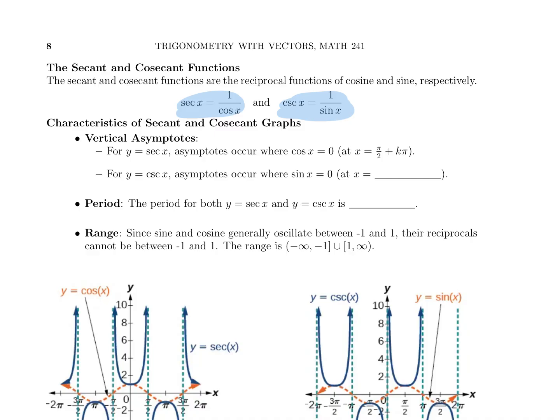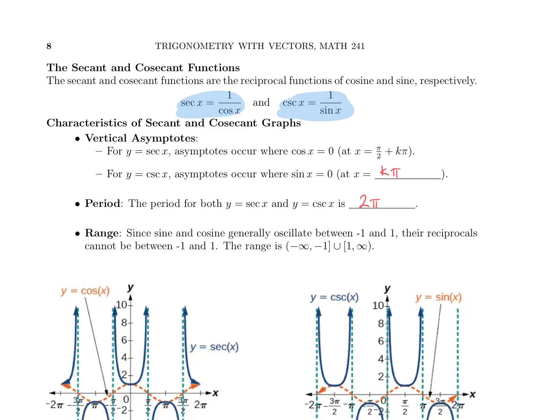And for cosecant, asymptotes will occur when sine is equal to 0. So that would be at multiples of pi. So any multiple of pi, that's where you will have an asymptote. The period for both secant and cosecant is the same as cosine and sine, which is 2 pi.